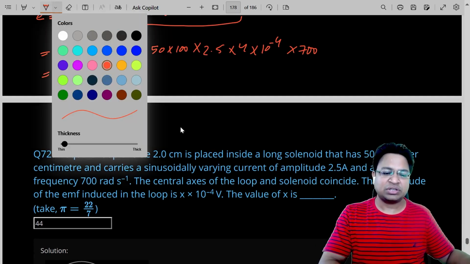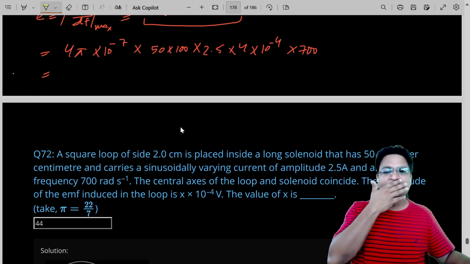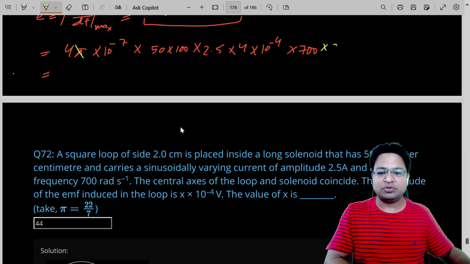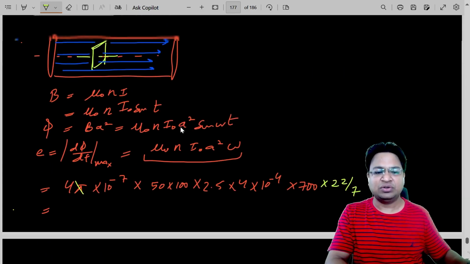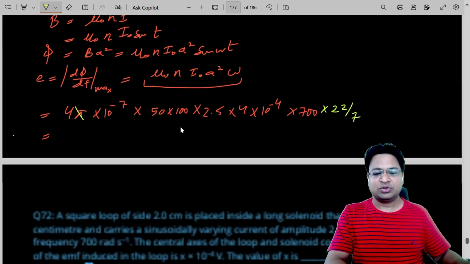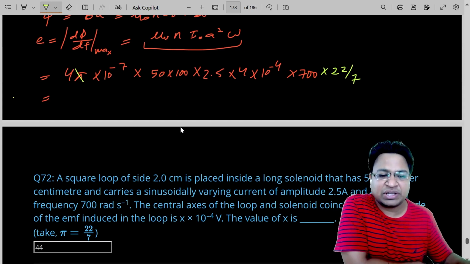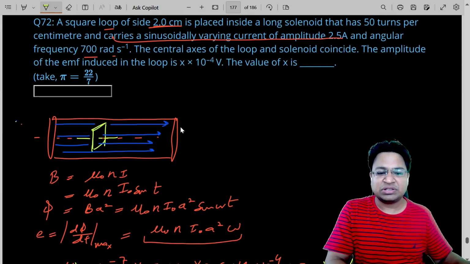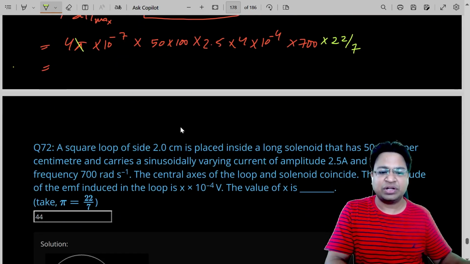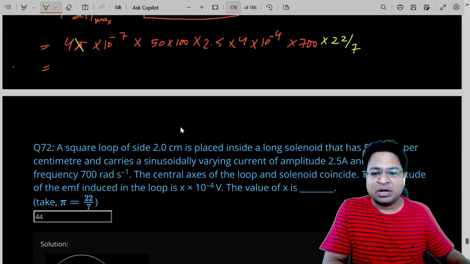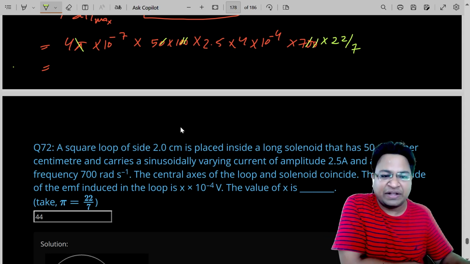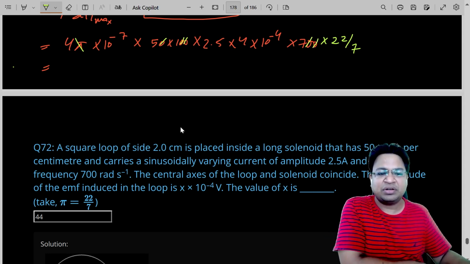So let's get on to this. Let's try to finish it. Also, pi can be replaced by 22 by 7. The question has told us that we can do that. Here, let me first take care of the zeros. We are looking for the answer in terms of 10 raised to power minus 4 volts. So let's see, 1, 2, 3, 4, 5. So we have 10 raised to power 5, and this is 10 raised to power minus 11. So 10 raised to power minus 6 we will be left with.